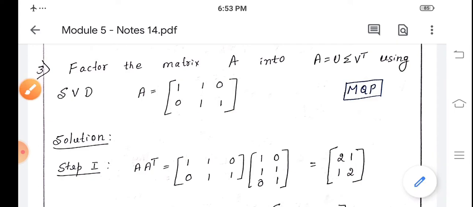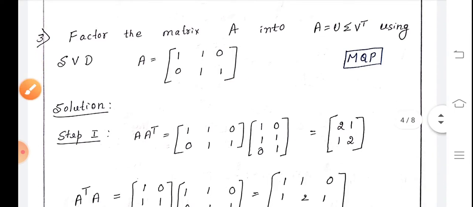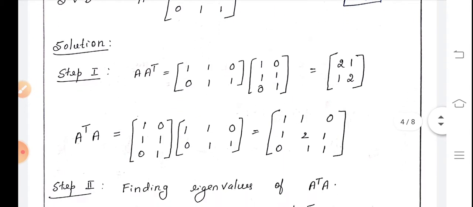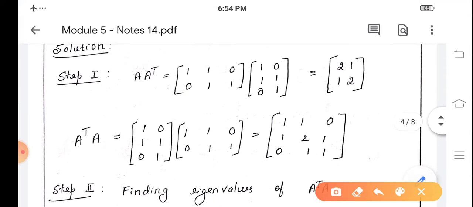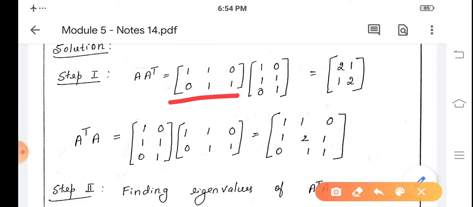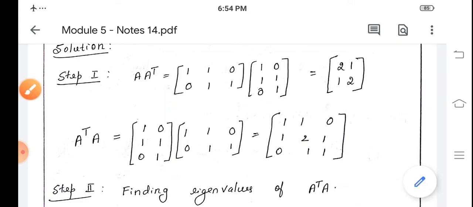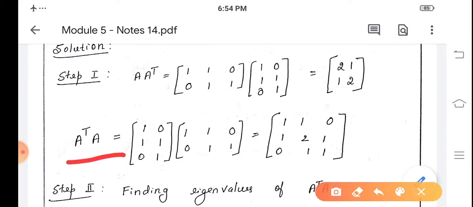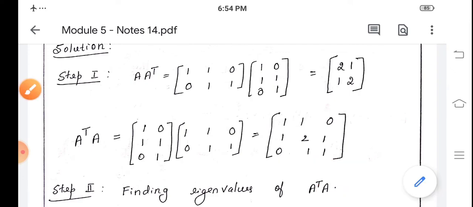Now in the first step we find A transpose and A transpose A, that is A into A transpose. We write matrix A multiplied by A transpose, that gives [2, 1; 1, 2]. Next we find A transpose A, that will be A transpose multiplied by the given matrix, it gives the matrix [1, 1, 0; 1, 2, 1; 0, 1, 1].